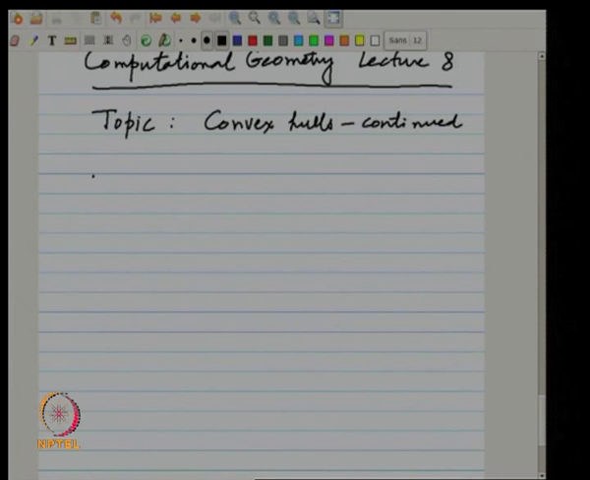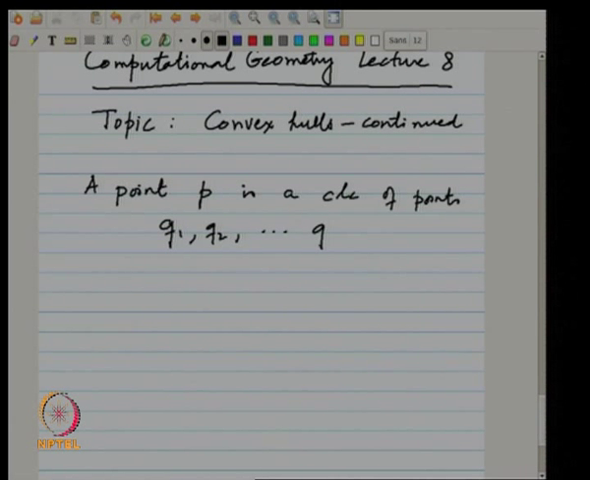So a point P is a CLC of points, let's say Q1, Q2, Qk, if P is equal to lambda 1.